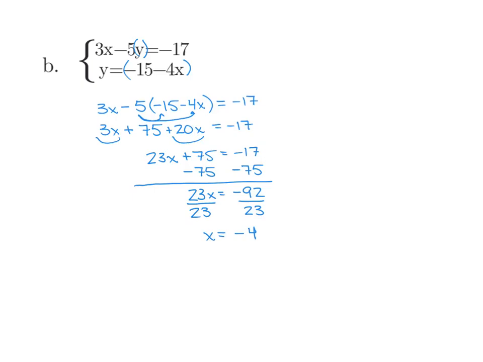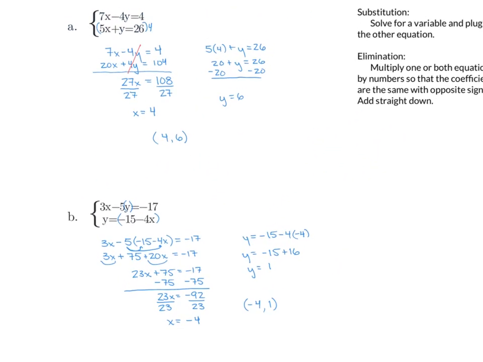The rest of this is going to be the same as the last problem. We want to plug it into one of our original equations. I'm going to go with the second one again, because I can. And if we simplify this, we get negative 15. Negative 4 times negative 4 becomes plus 16. And negative 15 plus 16 is 1. So my solution is (negative 4, 1).